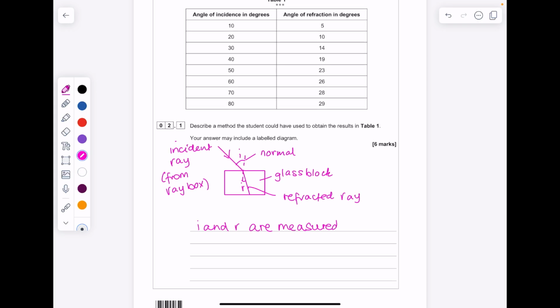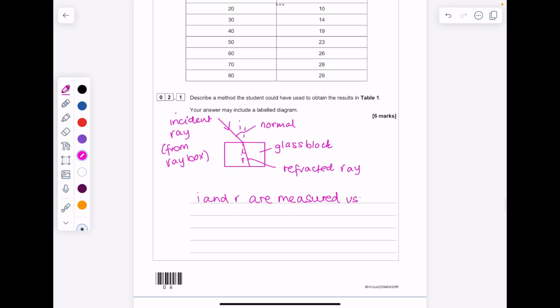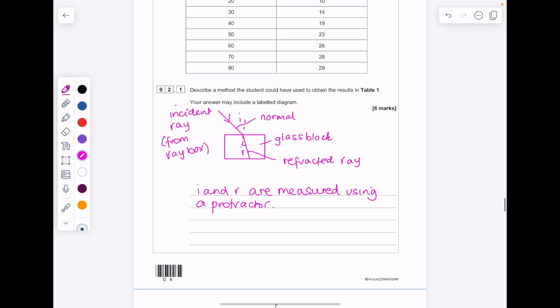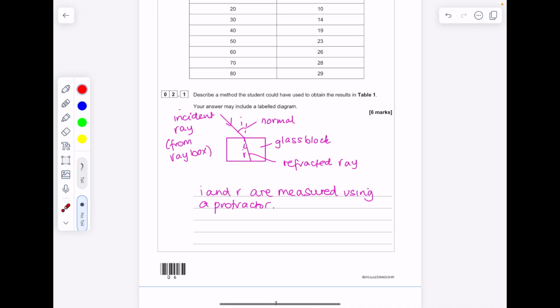We need to describe all the apparatus. So I'm going to say using a protractor. And actually, my diagram's pretty good, so I'm going to get loads of marks for using a ray box to shine light into the glass block. I've labelled my incident ray, so I get a mark for that. I've labelled my refracted ray, so I get a mark for that. I've shown my normal at 90 degrees to the glass block, so I get a mark for that. And I've even said that I want to use a protractor to find the angle of incidence and the angle of refraction. So there's actually 2 marks for that.